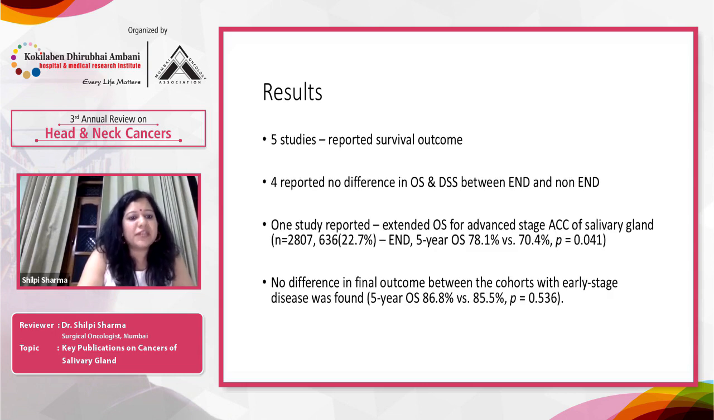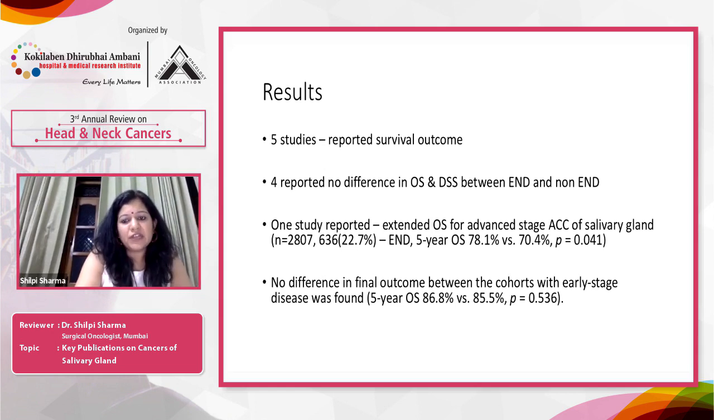Only 5 of these 18 studies reported survival outcome. Four reported no difference in overall survival and disease-specific survival between the END and non-END arm. Only 1 study reported improved overall survival for advanced stage adenoid cystic carcinoma of the salivary gland. That too, when they tried to see the survival advantage for early stage tumors, it was lost.